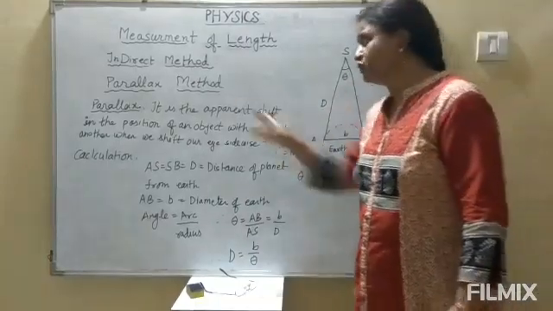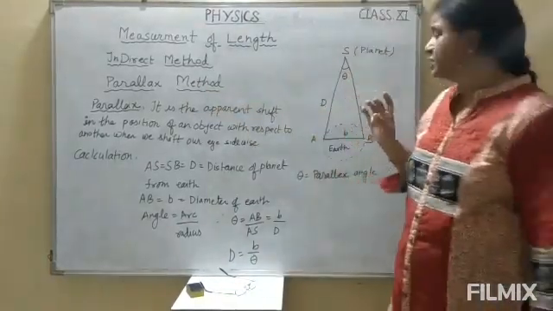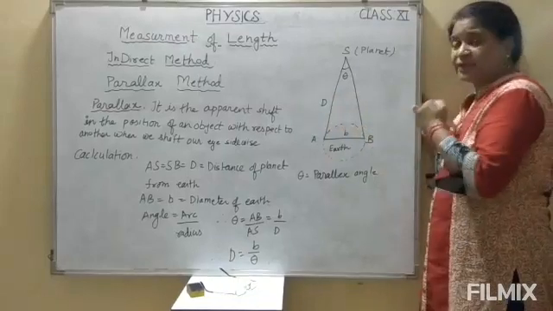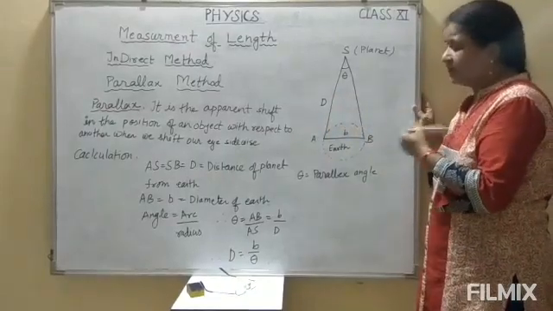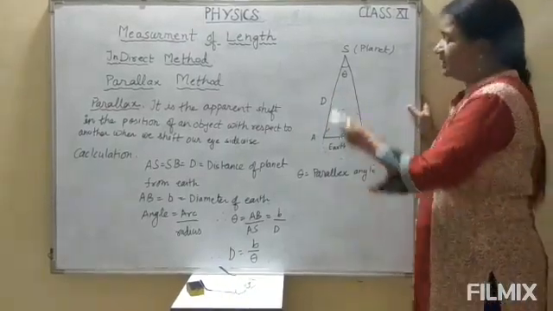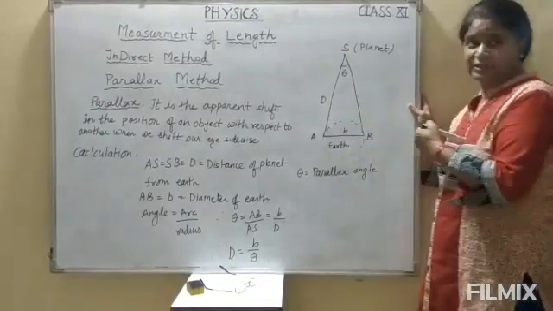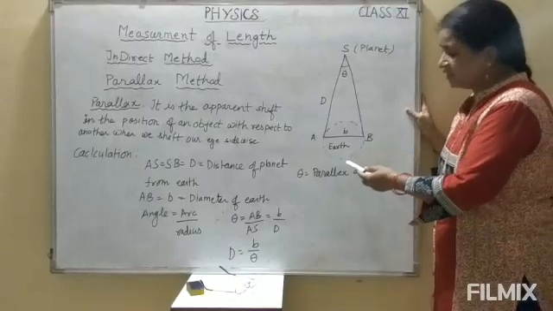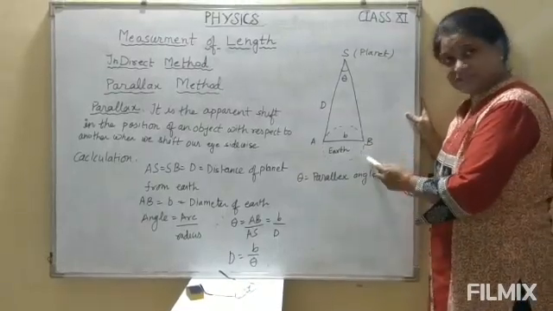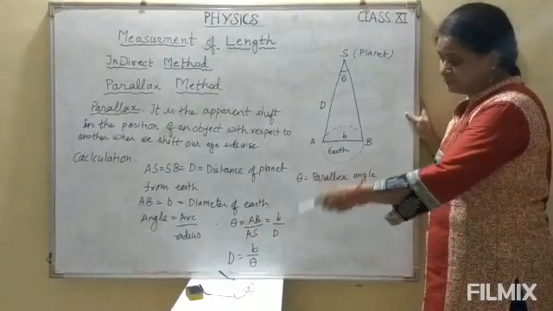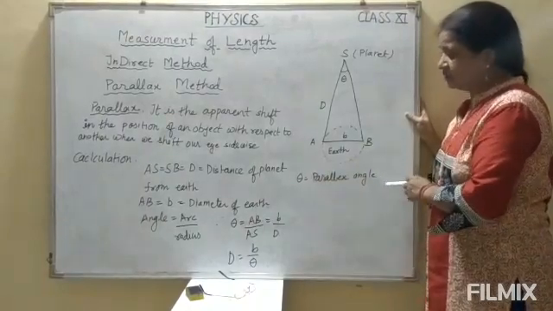Okay, so we will use here this parallax method. By using the parallax method, we will calculate the distance of any planet from the earth. So see here, first of all observe this figure and we will come to the calculation.